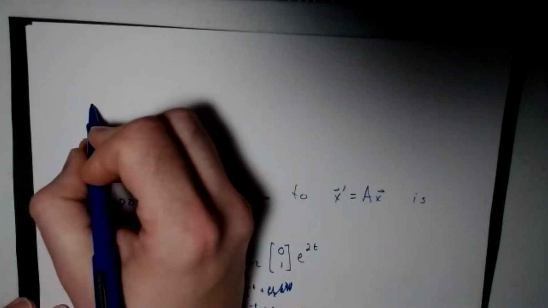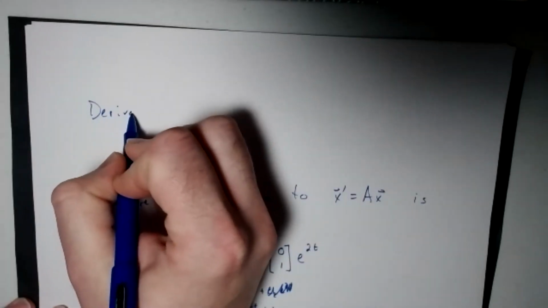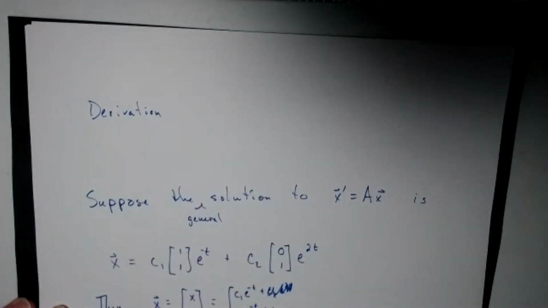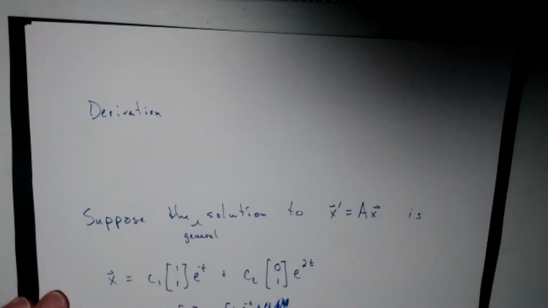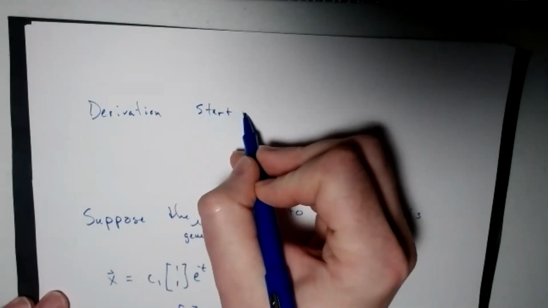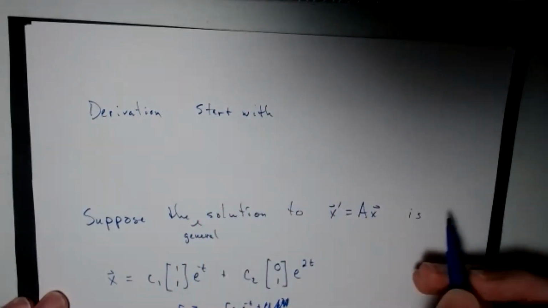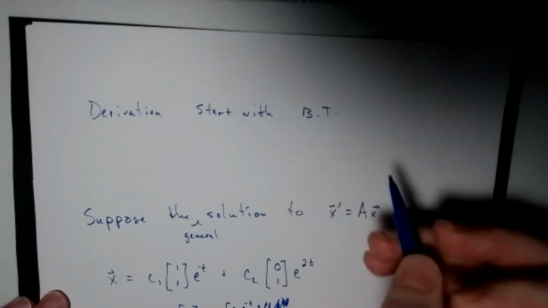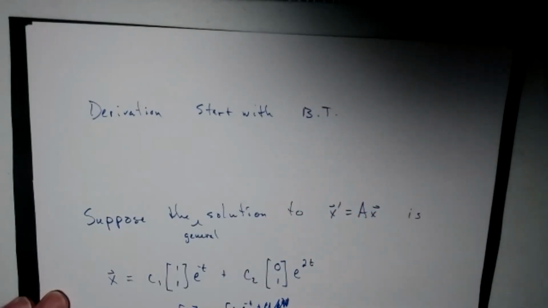So let's see, a derivation. Let's derive something simple. I don't know, this is one of my favorites. So we start with the binomial theorem, the usual one, not the generalized one.